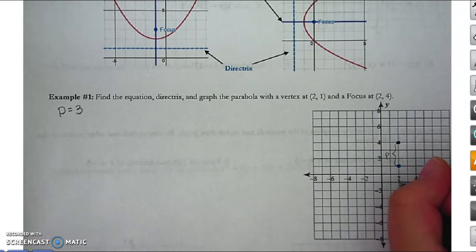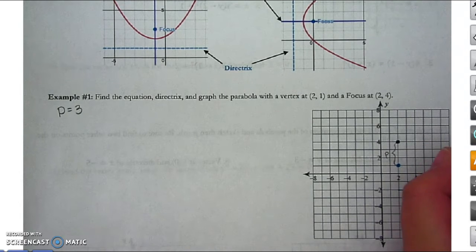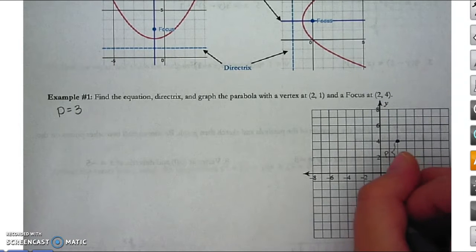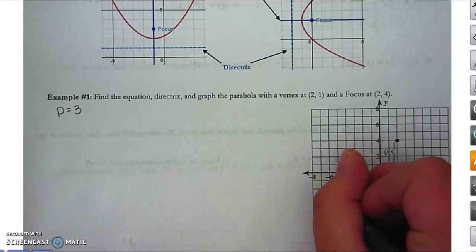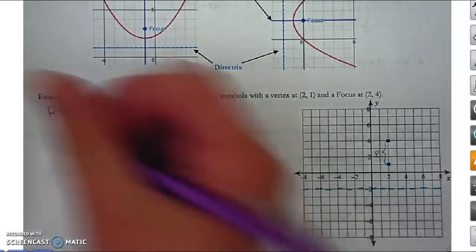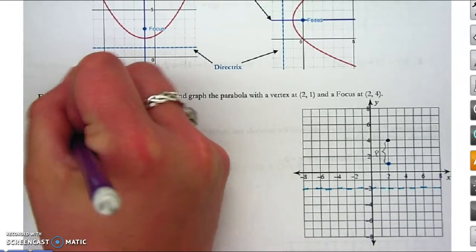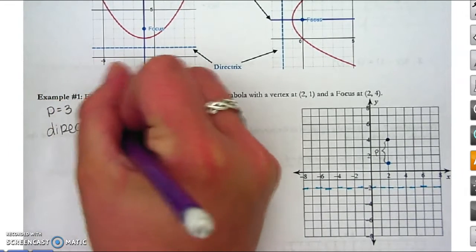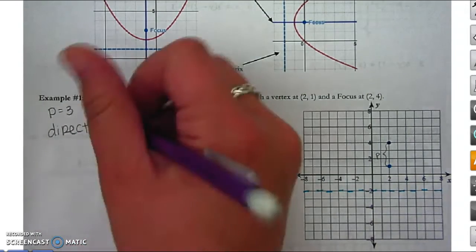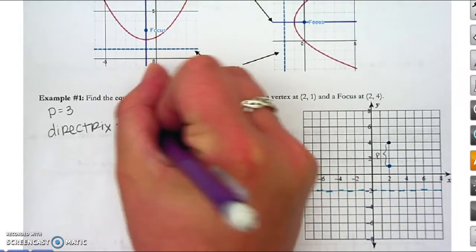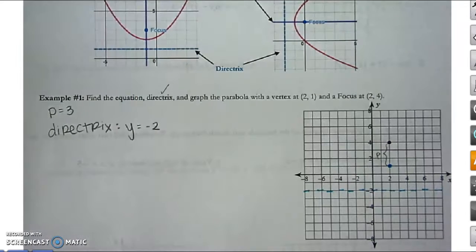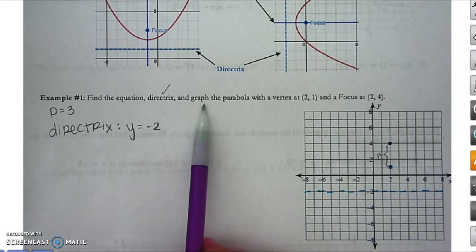So 1, 2, 3. That means that my directrix is going to be right here, and I'm going to represent that with a dotted line. And I'm going to go ahead and write the equation for that as well. So that equation for the directrix would be, remember, if it's a horizontal line, that's actually a y equals. So y equals -2. So I have my directrix. Great. I'm going to keep going so that I can figure out my equation and then also the graph.